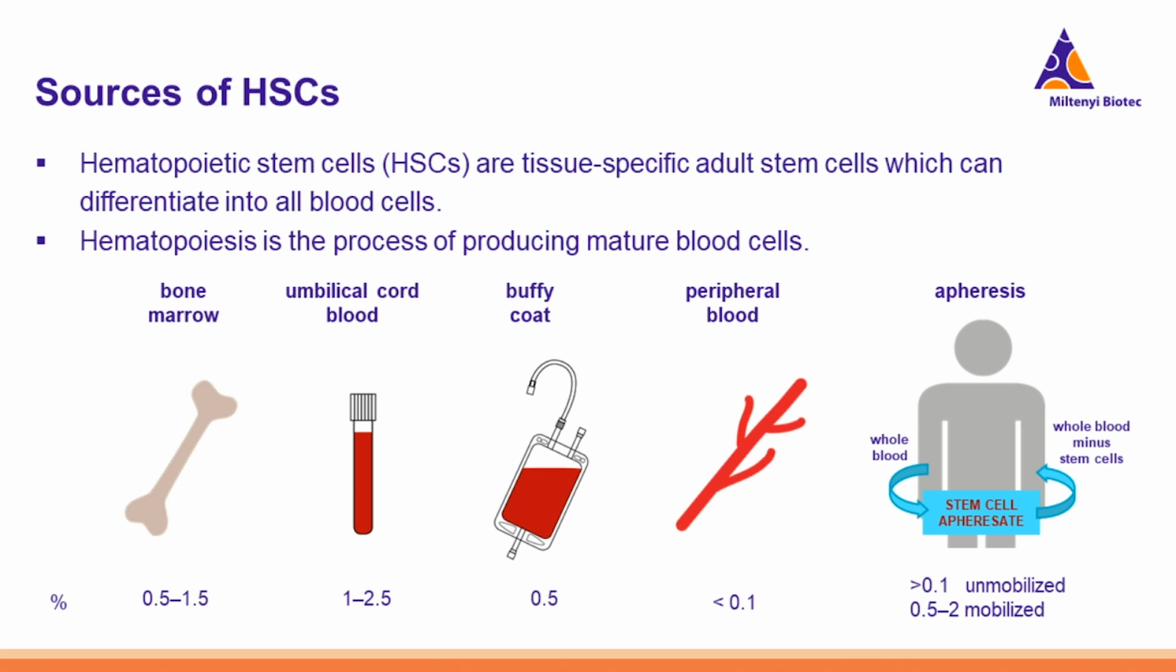Apheresis refers to the process of separating cellular and soluble components of blood. It is a non-surgical procedure. That means blood is drawn from one arm and passes through a machine that collects the stem cells. The remaining portion of the blood is then returned in the other arm. For mobilized apheresis, drugs such as plerixafor mobilize stem cells from the bone marrow into the peripheral bloodstream before the apheresis procedure takes place. By mobilized apheresis, it is possible to reach higher numbers of HSCs, approximately up to 2%.